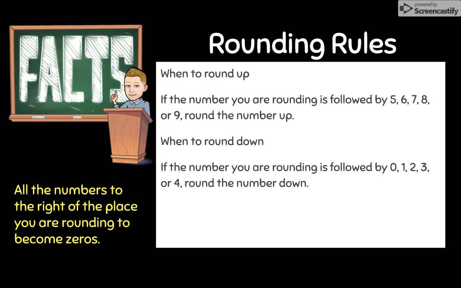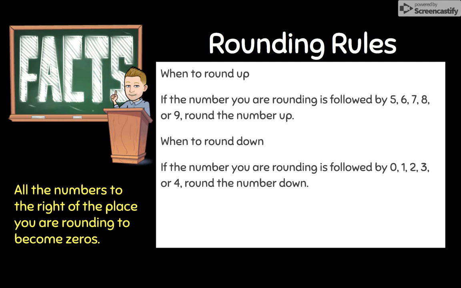Rounding rules. When do we round up? If the number you're rounding is followed by 5, 6, 7, 8 or 9, then round the number up. When do you round down? If the number you're rounding is followed by 0, 1, 2, 3, or 4, round the number down.